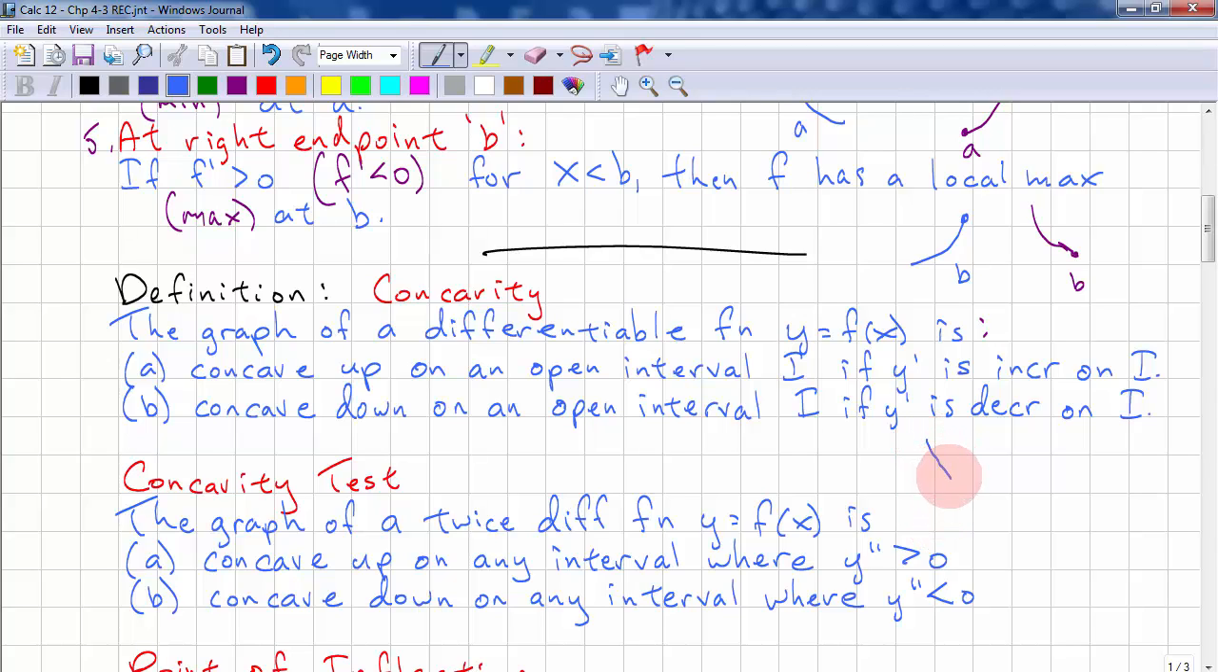So we have a negative derivative, and it's increasing. So we're not talking about whether the derivative is positive or negative, it's just increasing. So this is a large negative number, say negative 4, then negative 3, then negative 2, negative 1, 0, 1, 2, 3, 4. So the derivative is increasing. And then we have the opposite case. It's concave down on an open interval I if the derivative is decreasing on I.